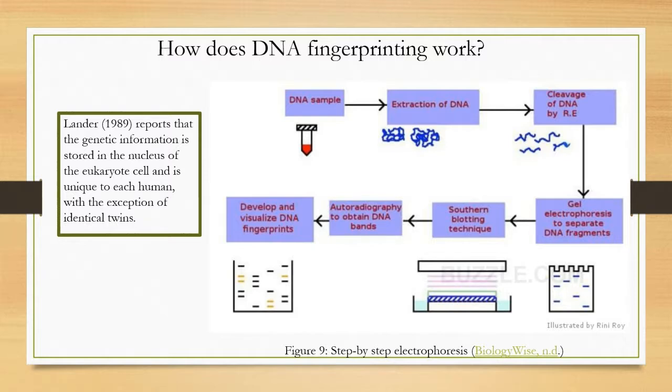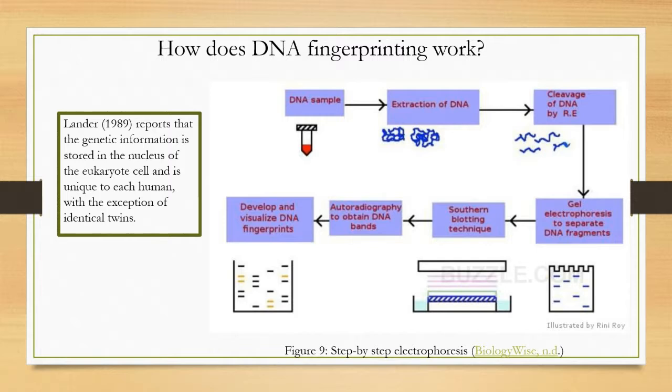So how does it work? The process of DNA fingerprinting works by collecting a sample of DNA, treating it appropriately, and then running the sample through a process called gel electrophoresis to obtain the individual pattern from that DNA.